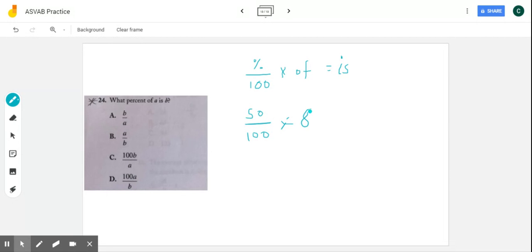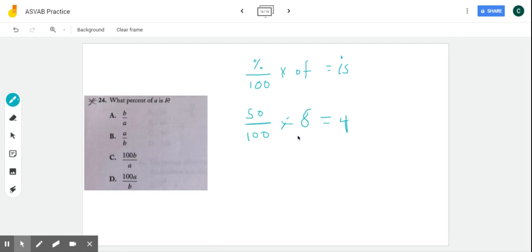And if we want to know what that is, 50 divided by 100 is 0.5. 0.5 is half. 50 is half of 100. Half of 8 is 4. So 50% of 8 is 4. So that's just an example with some easy numbers to show you.